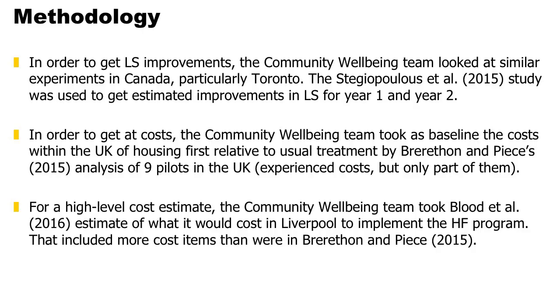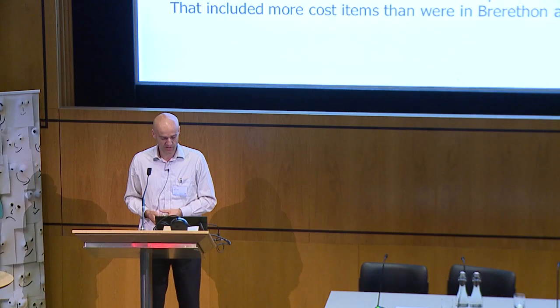So, in order to get these life satisfaction improvements, the community wellbeing team had to look at a similar experiment in Canada, particularly Toronto, and the Stergiopoulos et al. study was used to get estimated improvements for year 1 and 2. So this is in Toronto. They intervened and they followed up every 6 months, and hence 4 times in the life of this particular project, and hence have at least a sense of how life satisfaction changed in year 1 and year 2 into the intervention.